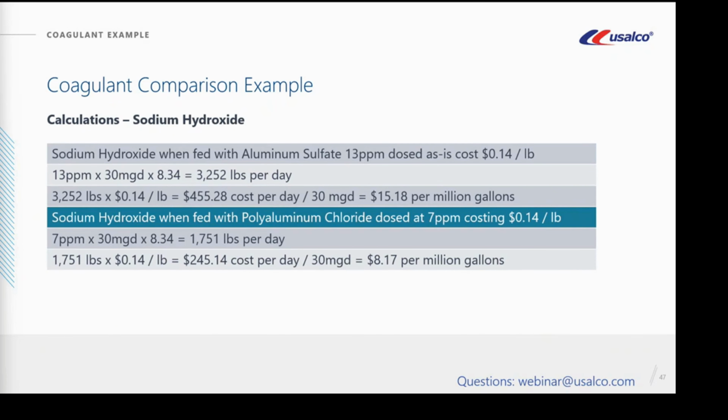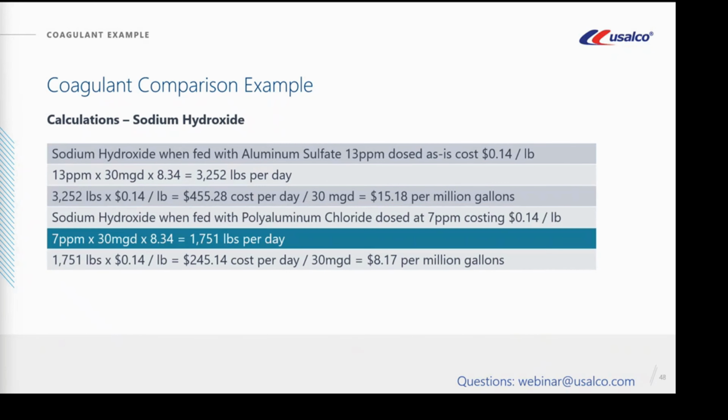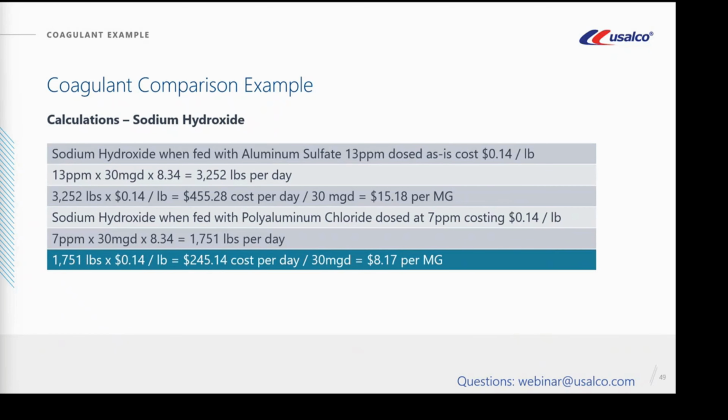When feeding polyaluminum chloride, the plant requires 7 parts, so a lower dose, at 14 cents per pound. We calculate the pounds per day by multiplying 7 parts by 30 mgd by 8.34, which is 1,751 pounds per day. We then multiply the 1,751 by 14 cents per pound to equal $245.14 a day, divided by 30 mgd, which equals $8.17 per million gallons treated for the sodium hydroxide.